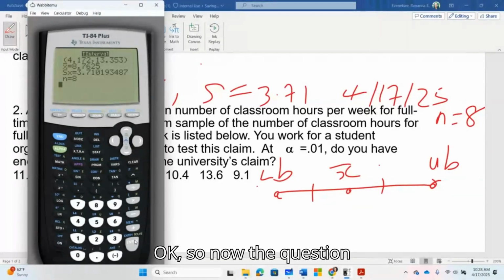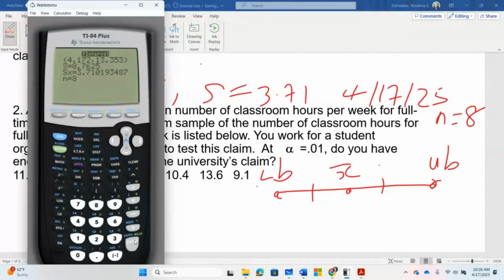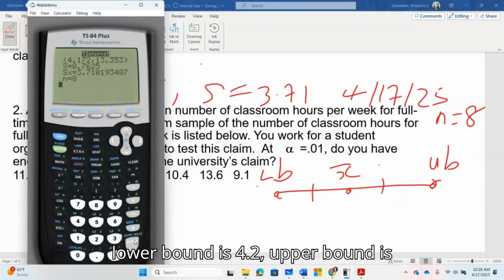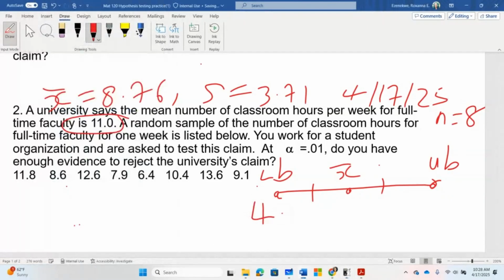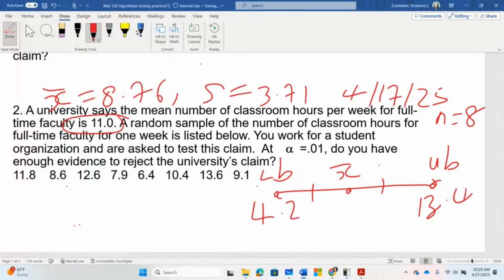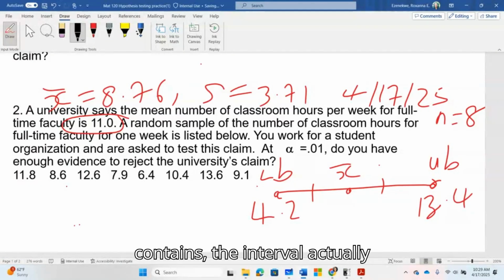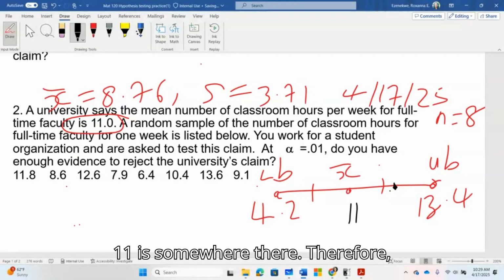Now the question we want to answer is, does the interval contain 11? On the left-hand side, we see the lower bound is 4.2, and the upper bound is 13.4. Therefore, the interval actually contains 11. The 11 is somewhere there.